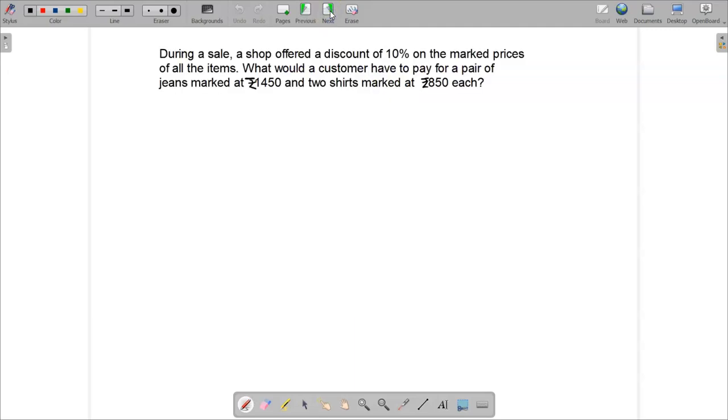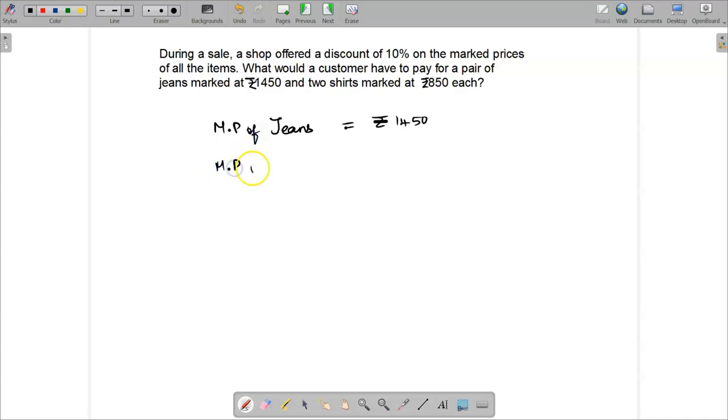The question is, during a sale, a shop offered a discount of 10% on the marked prices of all the items. What would a customer have to pay for a pair of jeans marked at rupees 1450 and two shirts marked at rupees 850 each? So they are saying that the marked price of jeans is nothing but rupees 1450. This is the marked price of jeans.